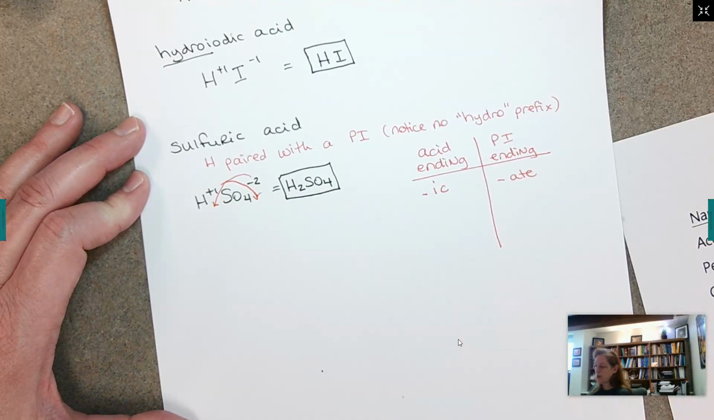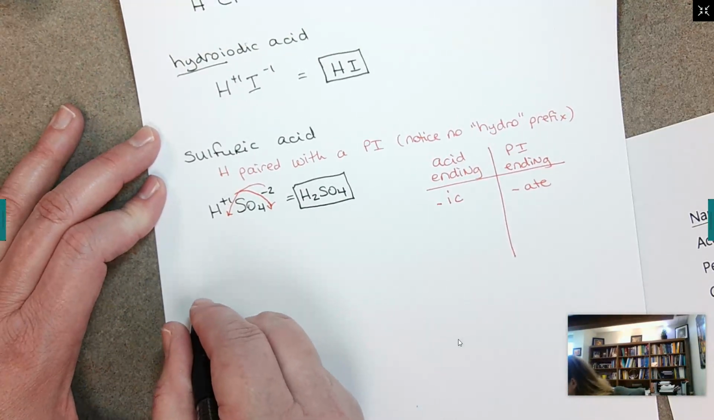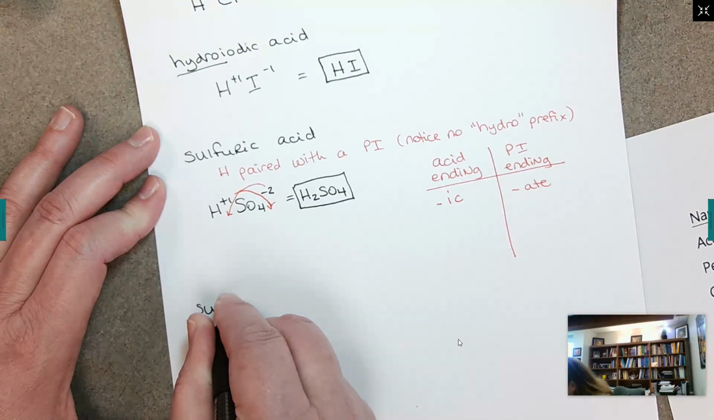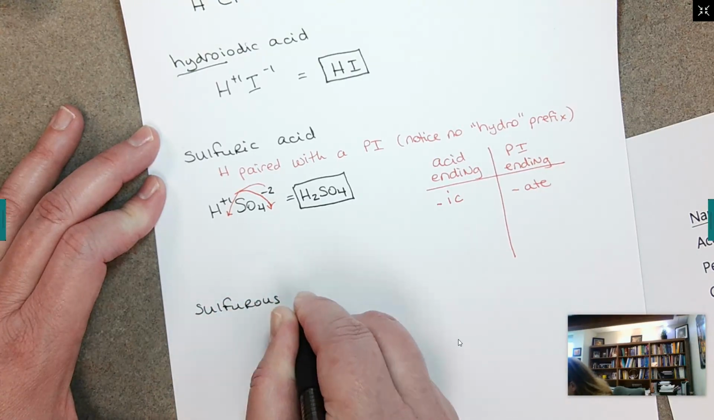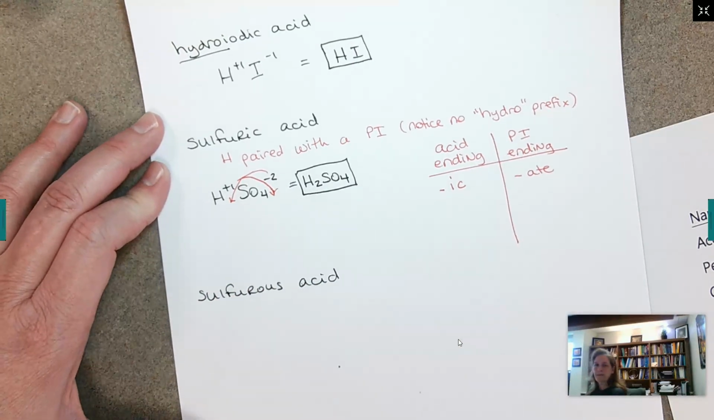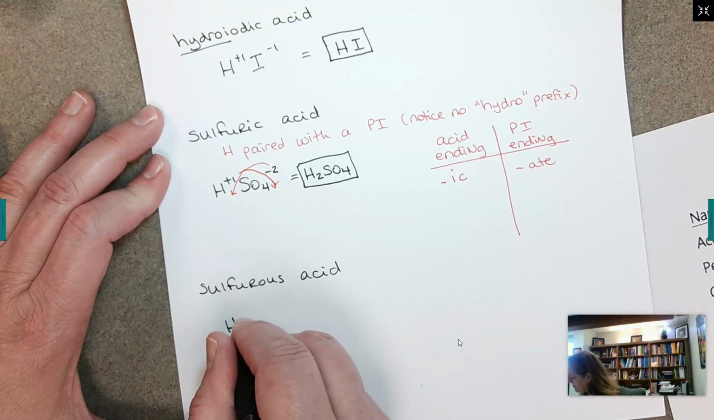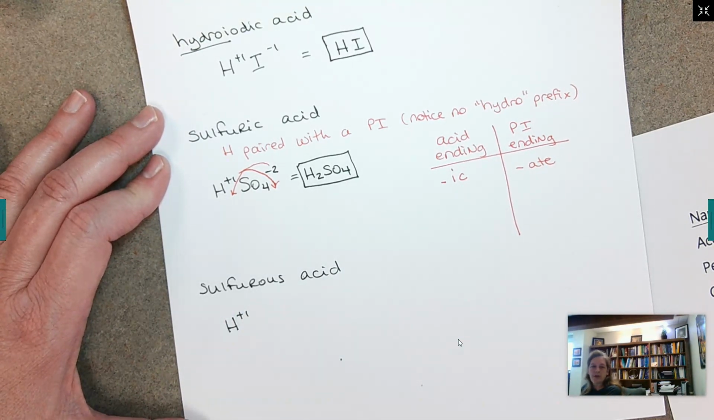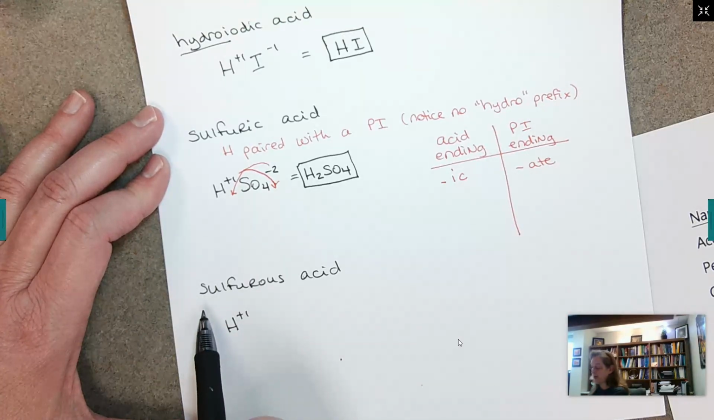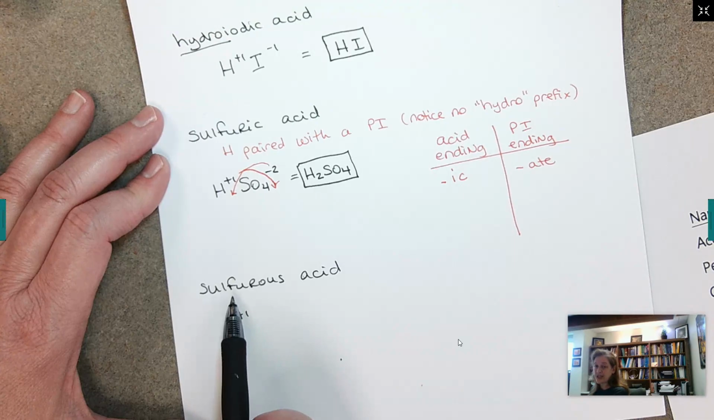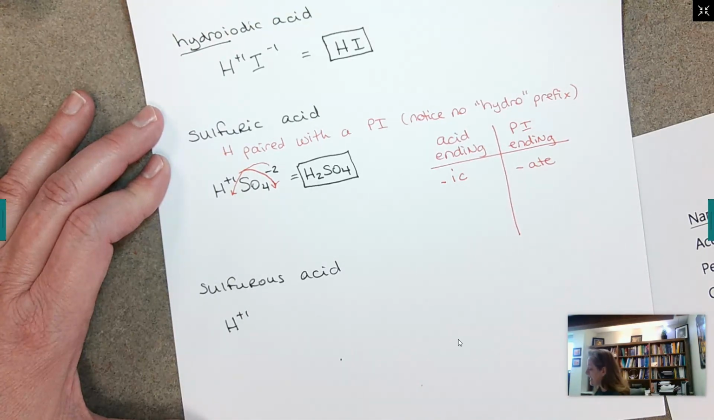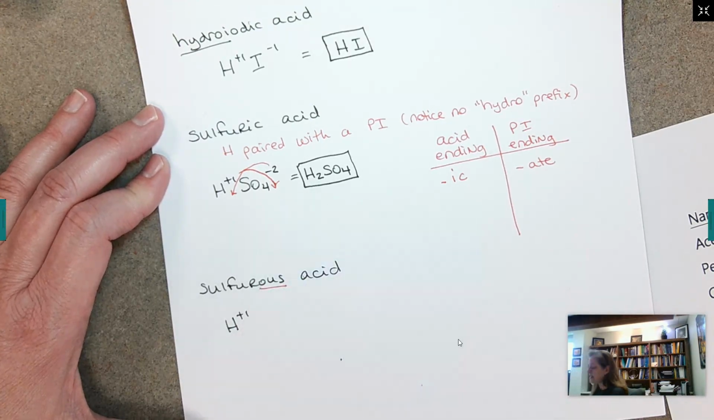Now, let's pick sulfurous, just to show you what the other one would look like. Sulfurous acid. Okay, I know it's an acid because it has the word acid, so I'm going to know it's going to start with hydrogen, so I'm going to put hydrogen with a +1 charge. Now, this is not an element because there's no hydro prefix, so this is a polyatomic ion. I just have to figure out which one.